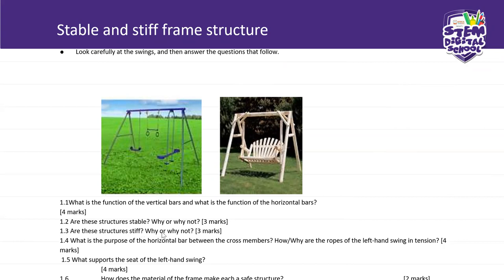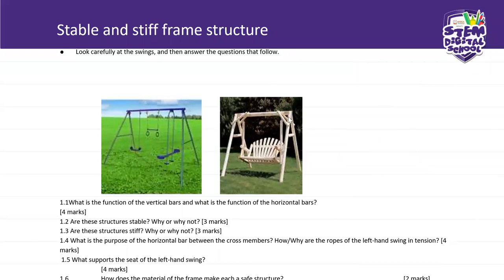Right. What about the stiffness? How do we know that these structures are stiff? Which members make the structure stiff? Let us look at this one, especially, I like this one because there are more members here. What is it that makes this structure stiff? Asanda? Ma'am, I think it's the cross bracing.